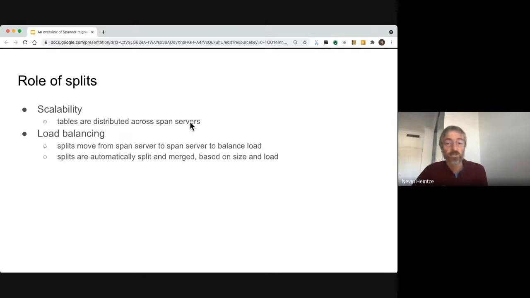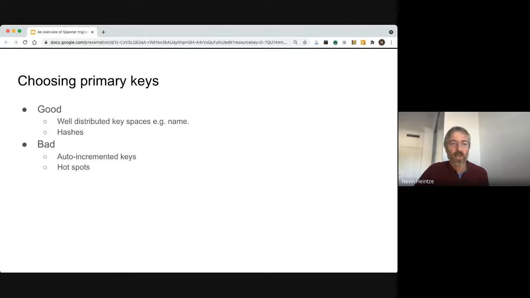And if 2 neighboring splits have been relatively inactive for a long time, then they'll be merged. So the core ideas behind splits were actually developed as part of Bigtable many years ago, and they've been adopted and extended to form a core part of Spanner. Now, based on our understanding of splits, we can come back to the question, what makes a good primary key?